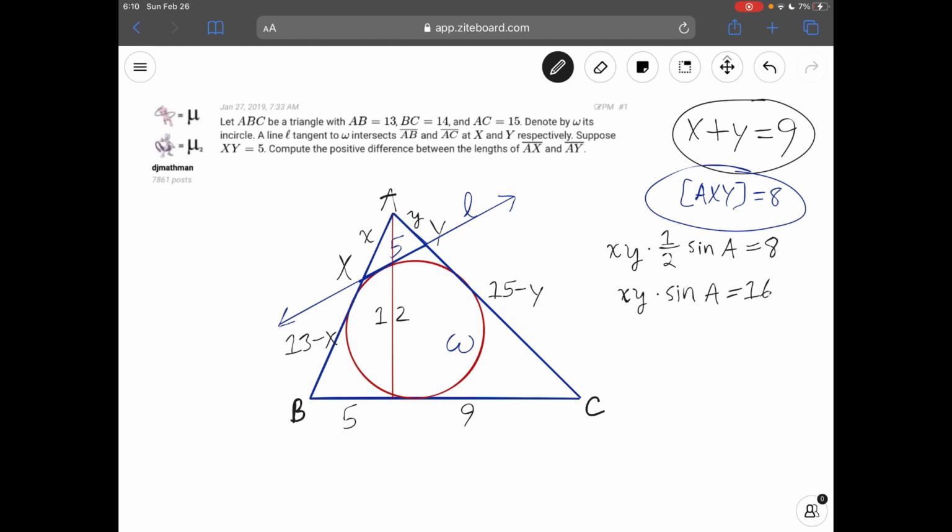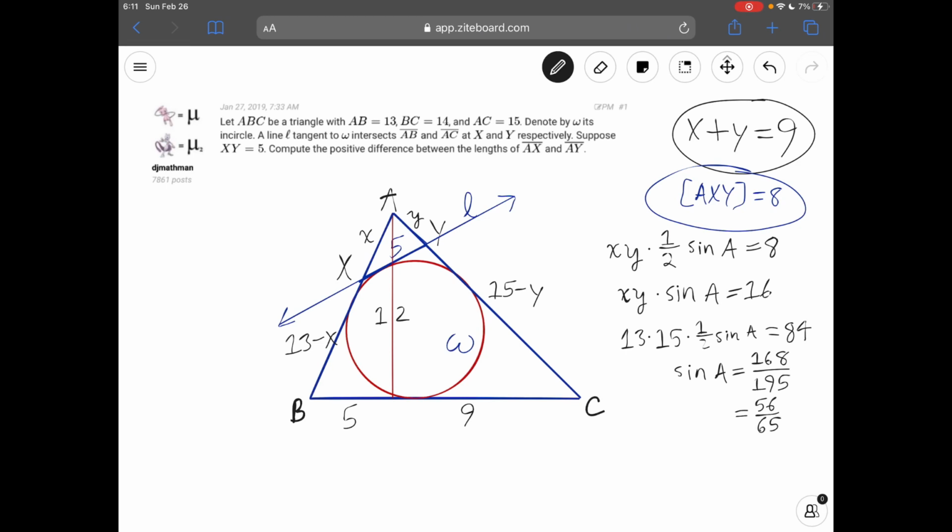We can compute sine A from the area of triangle ABC. Recall that the area of triangle ABC was 84. So using AB and AC as our side lengths, we have 13 times 15 times 1/2 sine A. This is another way to get the area of triangle ABC, which is equal to 84. So we have sine A is just 84 times 2 over 13 times 15, which is equal to 168 over 195, and that's equal to 56 over 65.